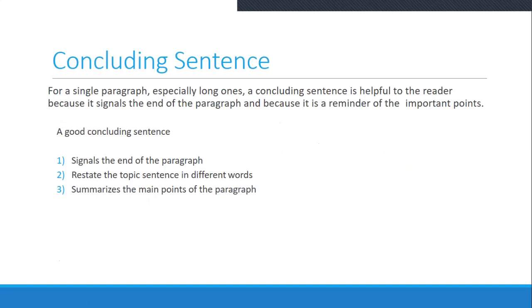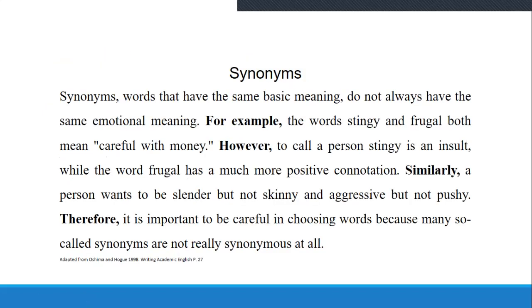Now, I told you that there are certain things that can be done with the concluding sentence, right? It can restate the topic sentence in different words and it summarizes the main points of the paragraph. When we look at this paragraph, what has the writer done? Has he restated the topic sentence in different words, or has the writer given the most important points of the paragraph?